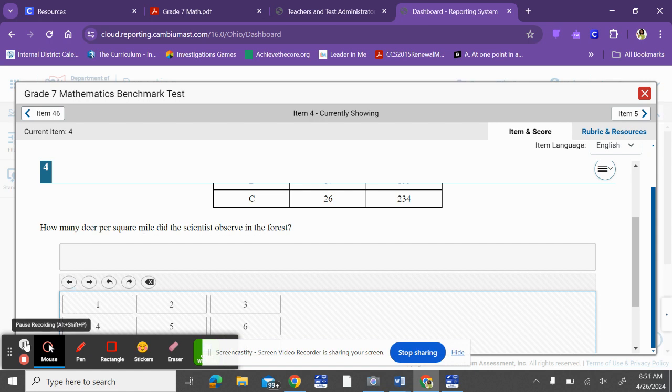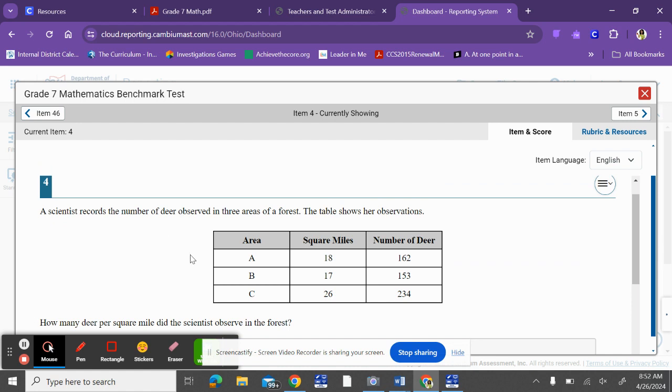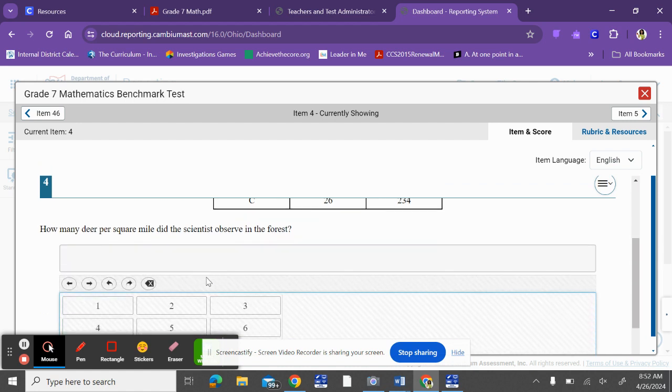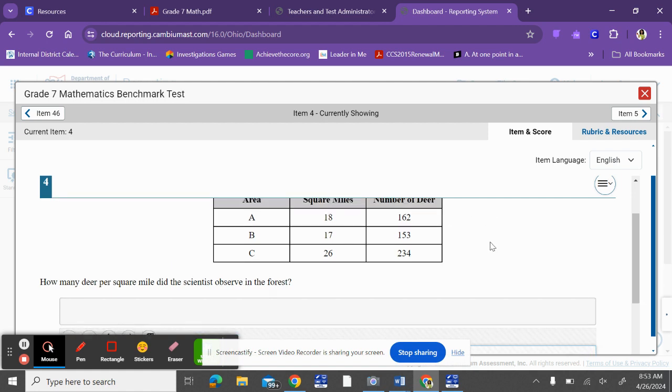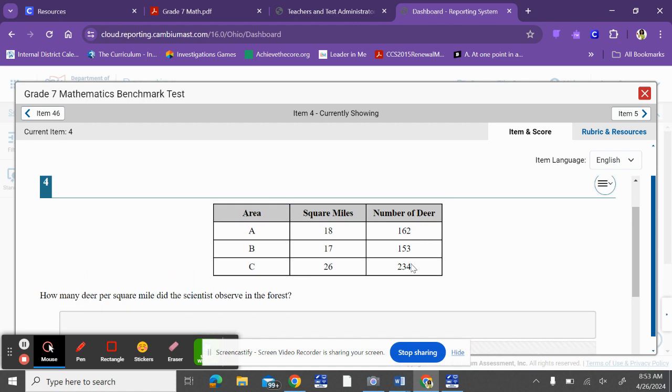Okay, so for this one, they didn't say which area. So I'm going to give the answer for all three areas. What I'm going to do is add up the deer for all the areas, and then add up the square miles for all the areas and just do simple division. This is a non-calculator part, so I'm just going to add up these three-digit numbers, and then I have to add up these three two-digit numbers, and then I have to do long division. All right, so that's the plan.